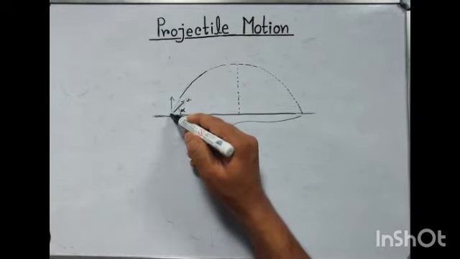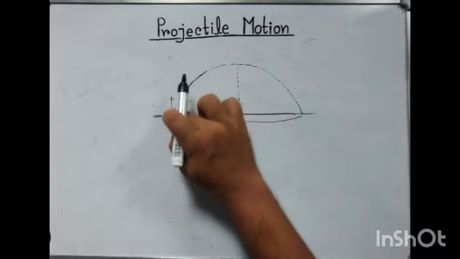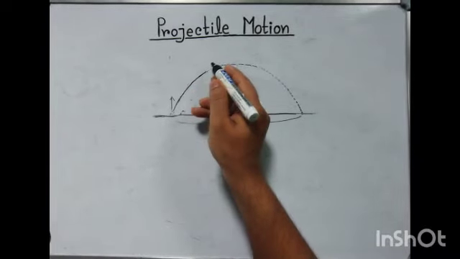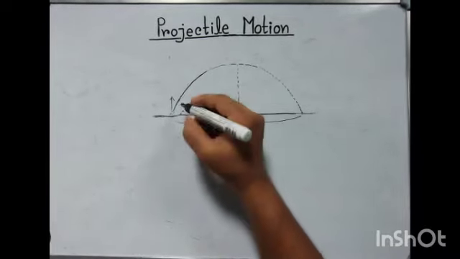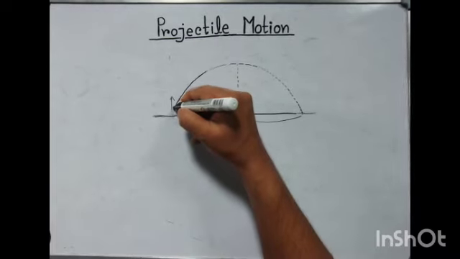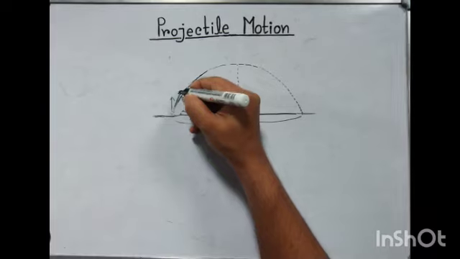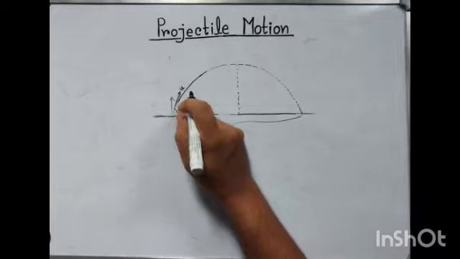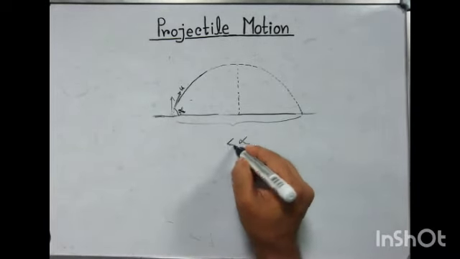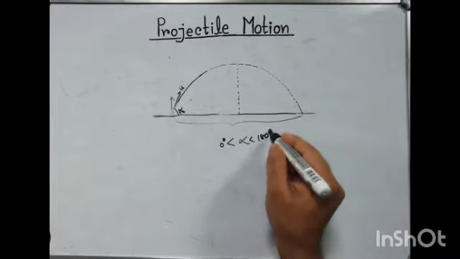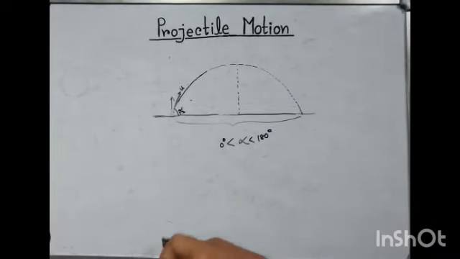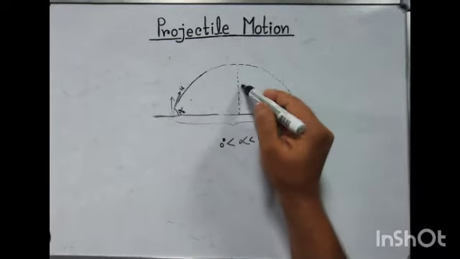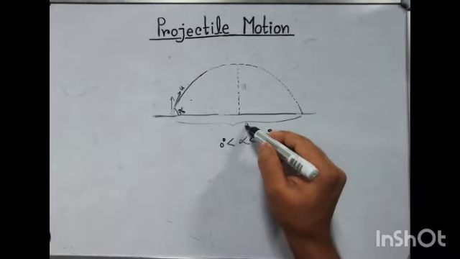Suppose we threw the ball. Suppose this is the trajectory of the ball, the path in which the ball moved, and you threw the ball with suppose initial speed u and the angle was alpha. Alpha can vary from 0 degrees to 180 degrees. Okay, so now what will be the maximum height, what will be the maximum range?